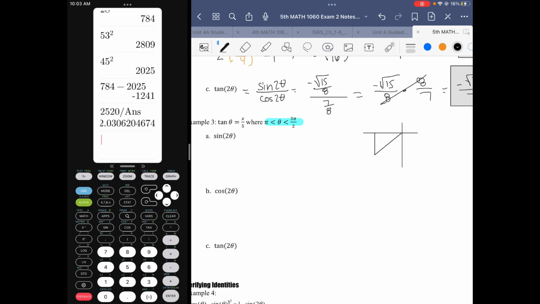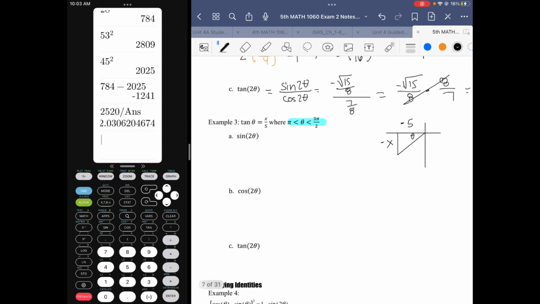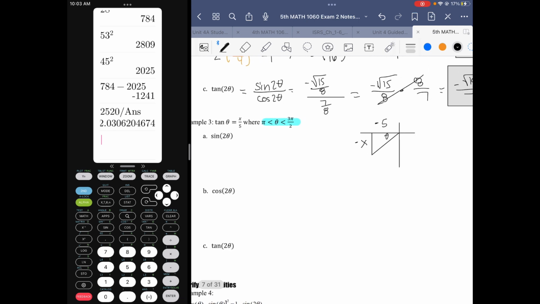Okay, so if tangent is x over 5, that tells us that the opposite over adjacent is x over 5. So x and 5. Keep in mind, though, your x should be negative, and so should your y. And then this would be your hypotenuse. I don't currently know what my hypotenuse is, but let's talk about how we would find it.